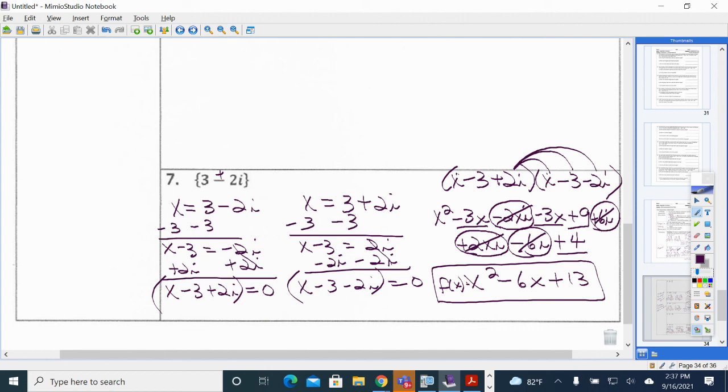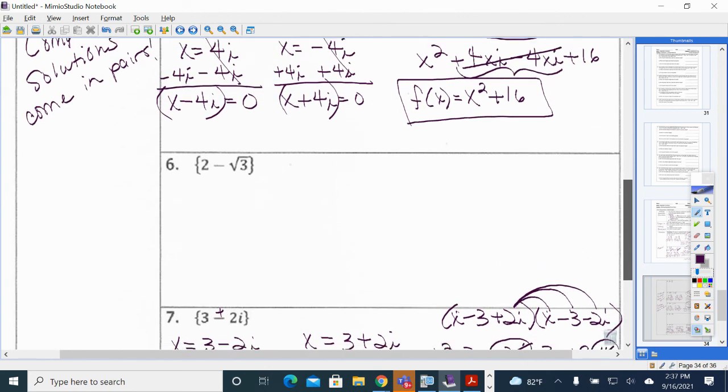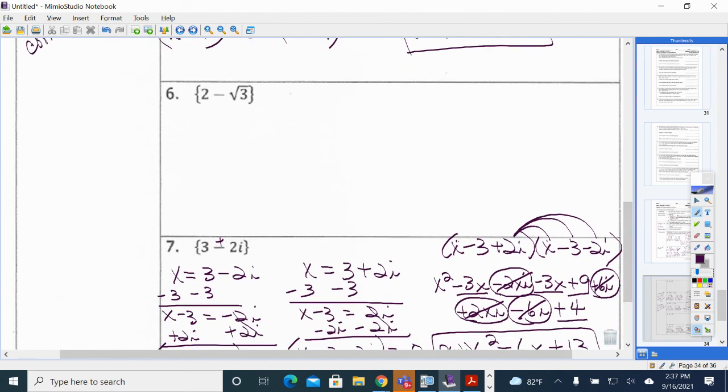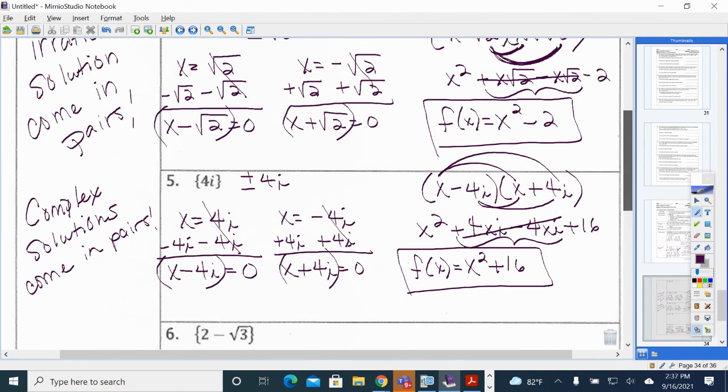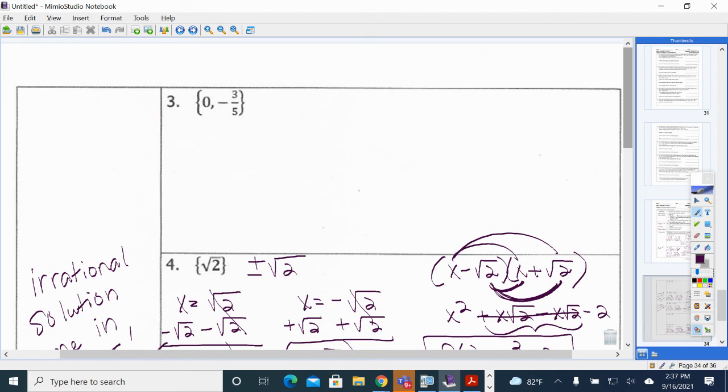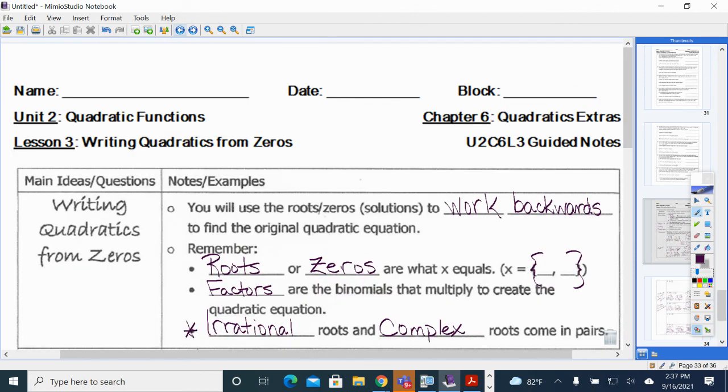So number 6 and number 7, I'm not going to lie, they are a lot more drawn out. There's a lot more multiplication that needs to be done. But overall, this lesson is not going to be too complicated. It's just a lot of multiplying. So those are your notes on lesson number 3, writing quadratics from zeros.